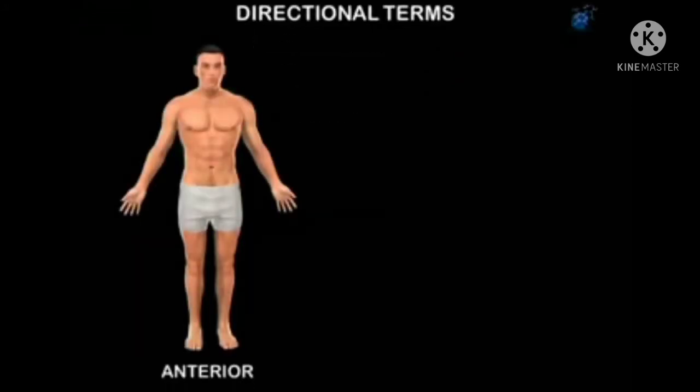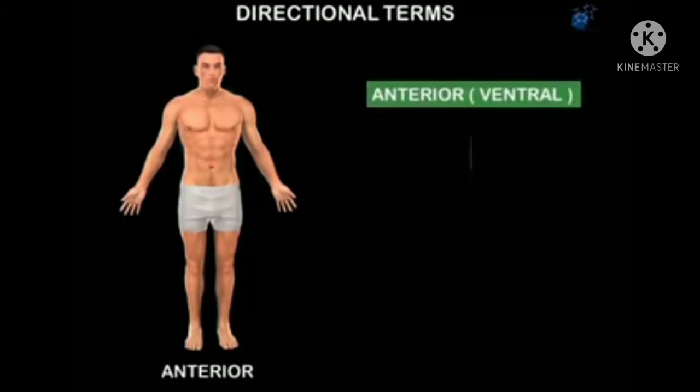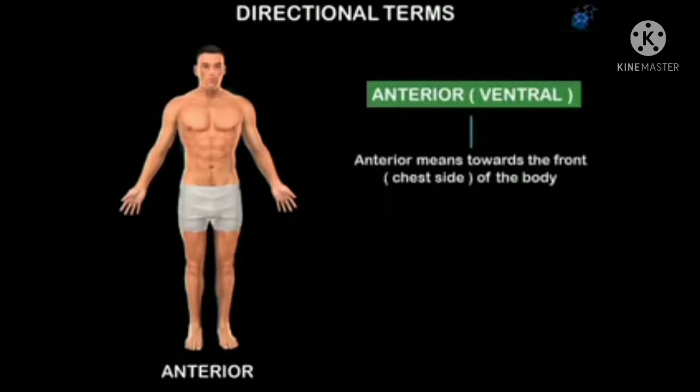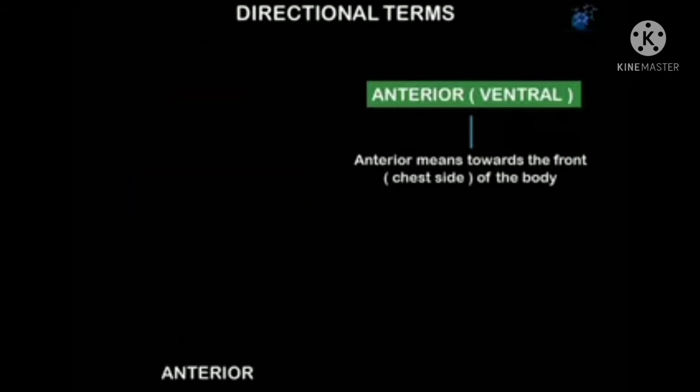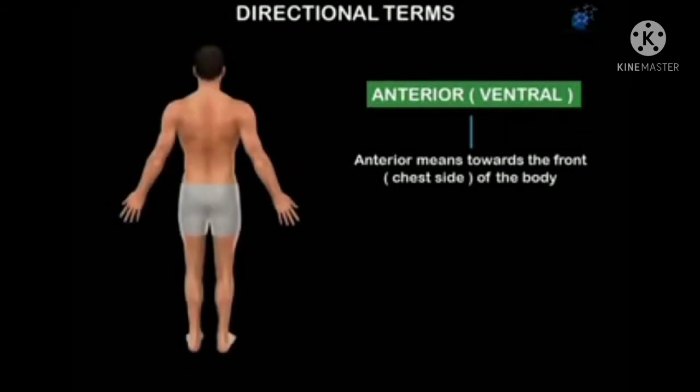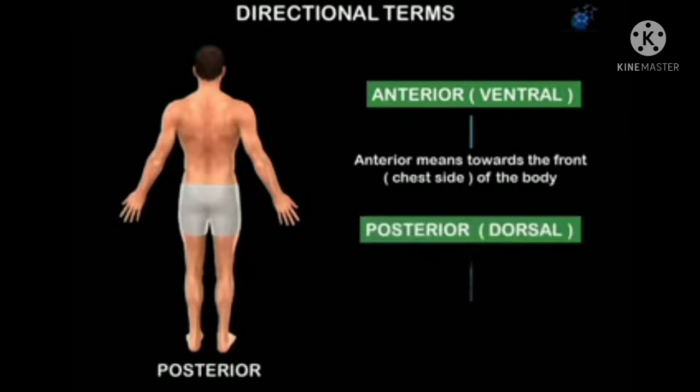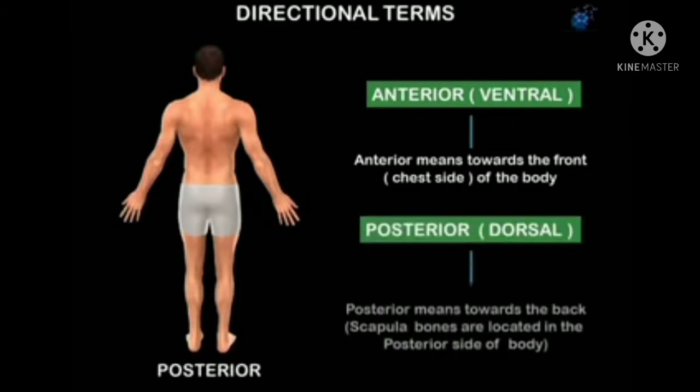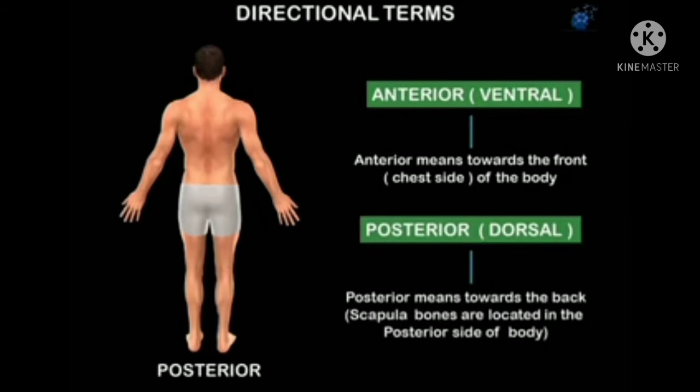As you can see here, this is the anterior view of the body. Anterior is also known as ventral, and anterior means toward the front, that is the chest side of the body. Next is the posterior, which is also known as dorsal. Posterior means toward the back. For example, the scapula bones are located on the posterior side of the body.